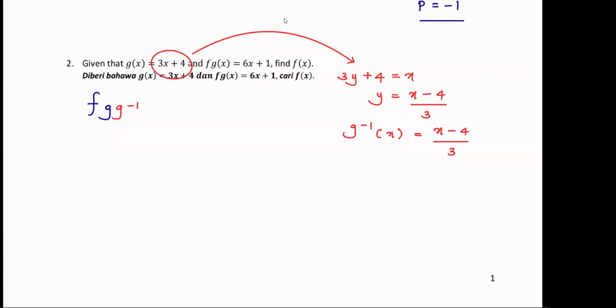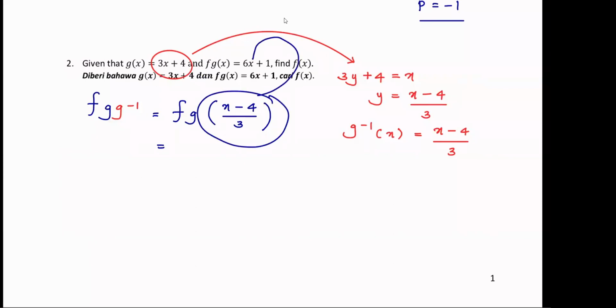So I'm going to use this g inverse over here. Everyone look. How to do this? Very simple. It's like this: f, g, and your g inverse is x minus 4 over 3. Always remember, whatever is inside this bracket will go into the fg. So we substitute it in. This is your fg. Take all this, put it inside the fg, substituting where there is x. So you're going to get 6.